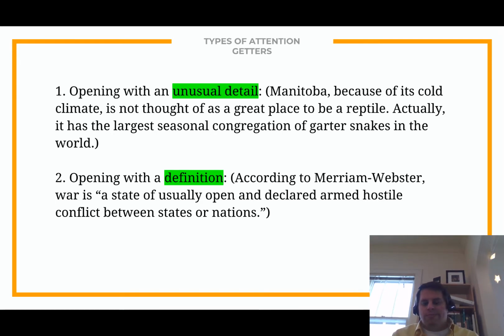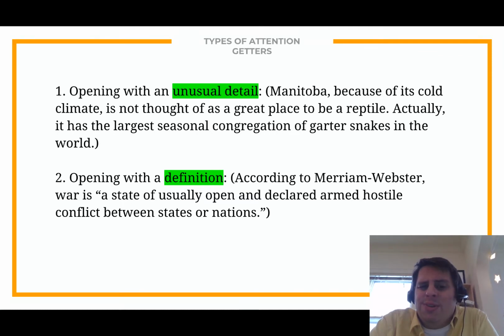So the first suggestion that we have for maybe thinking about an attention getter for your own essay is opening with an unusual detail. You might want to think about the culture that you're writing about. Is there something unusual that you could add in there just to catch your reader off guard, just to get them into the topic of culture? The example here that they give is: Manitoba, because of its cold climate, is not thought of as a great place to be a reptile. Actually, it has the largest seasonal congregation of garter snakes in the world.